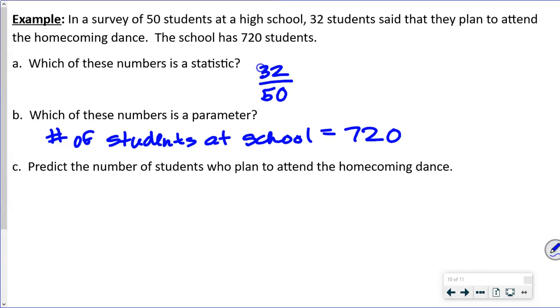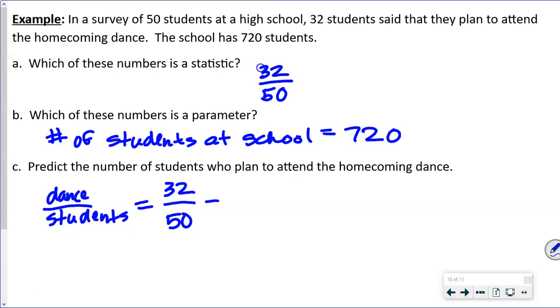So now hopefully you remember, if we want to predict the number of students who plan to attend the homecoming dance, what we're going to do is the students that want to go to the dance versus all students, right? Isn't that what we had up there? So that's going to be 32 over 50, and we're going to set that equal to, we're looking for those who plan to attend the homecoming dance, right? So that's going to be our variable. You can put whatever variable you want there. And then how many students are there at the school? The 720.